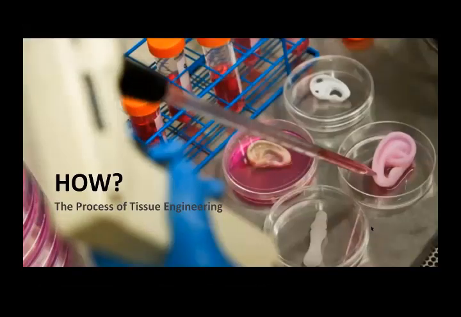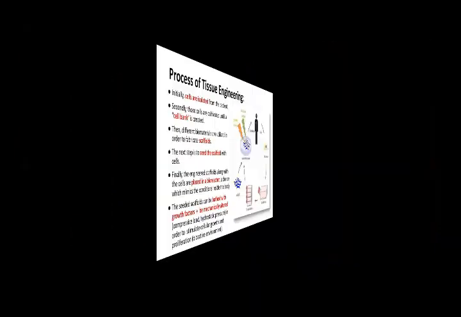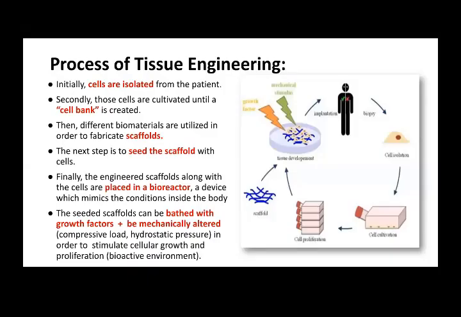Now, how or what goes into the process of tissue engineering is important as well. So the process of tissue engineering starts initially with cells that are isolated from the patient. Secondly, these cells are cultivated until a cell bank is created. Then different biomaterials are utilized in order to fabricate scaffolds. Now, the next step after that is to seed the scaffold with the cells. It's basically growing them. Now, finally, the engineered scaffolds, along with the cells, are placed in a bioreactor, a device which mimics the conditions inside the body, which helps the growth of the cells.